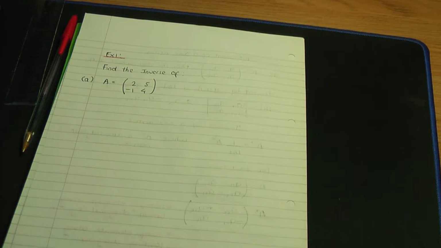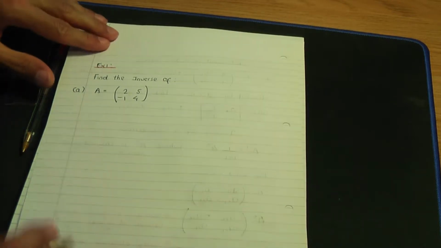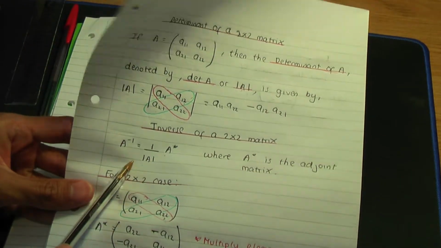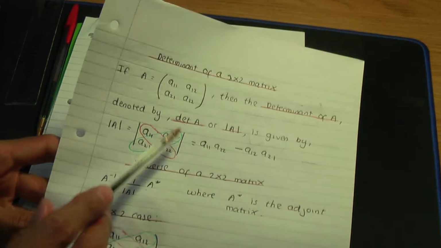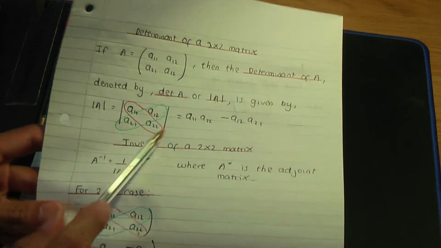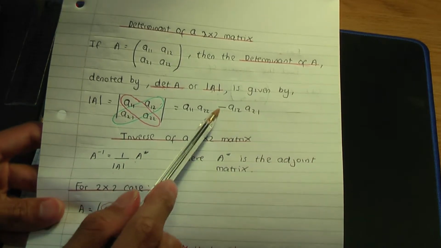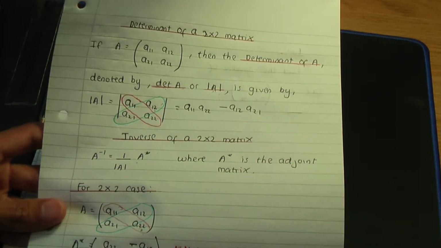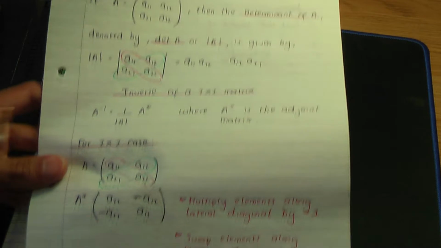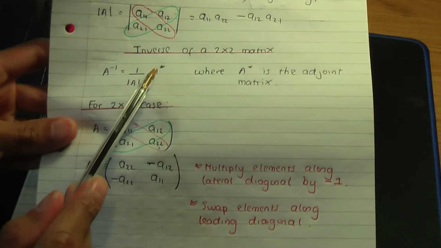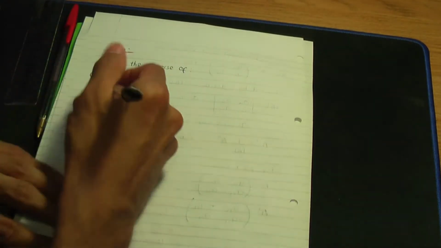Okay, so let's go back. So to work out the inverse, first we need the determinant, and we know how to work out the determinant. Remember, for the determinant, we're going to multiply the elements along the leading diagonal, then subtract, then multiply the elements along the lateral diagonal. So let's first find the determinant, and then we'll work out the adjoint by using this approach here. So step number 1.